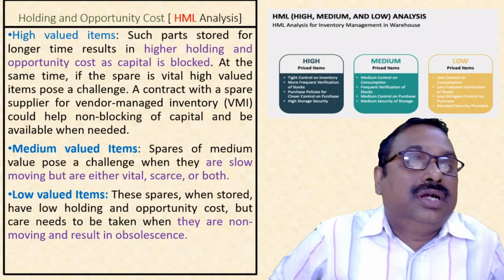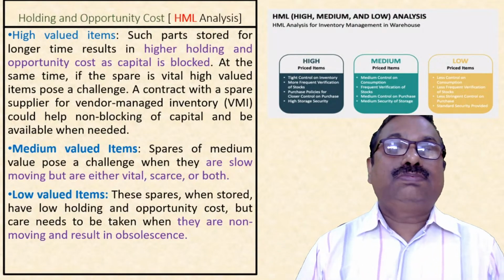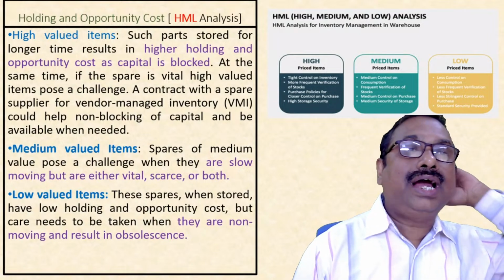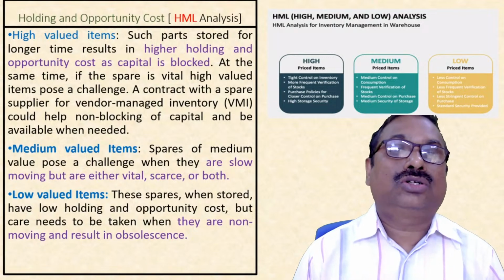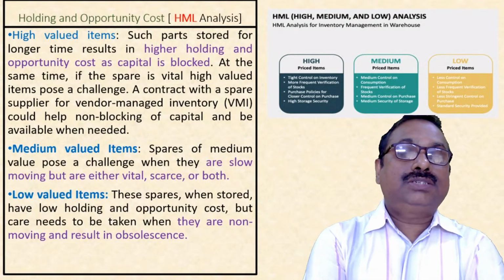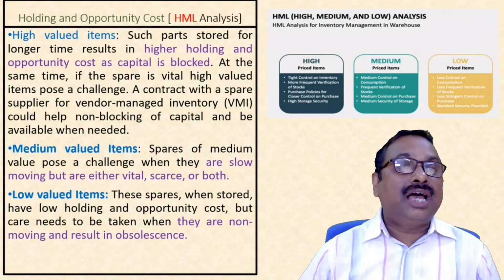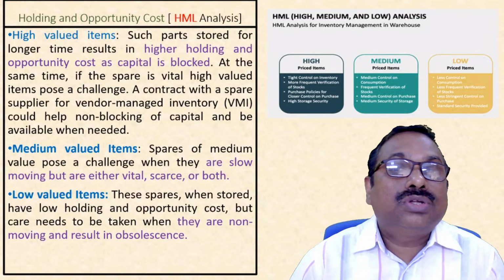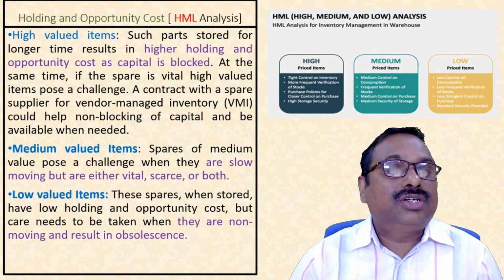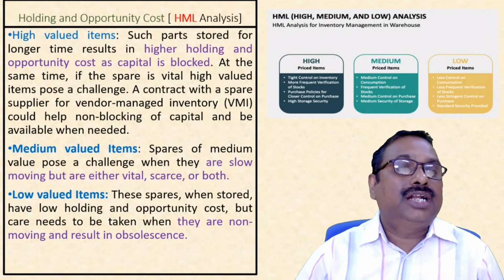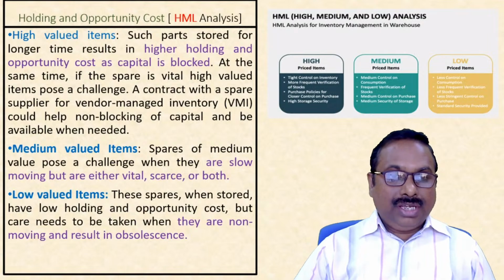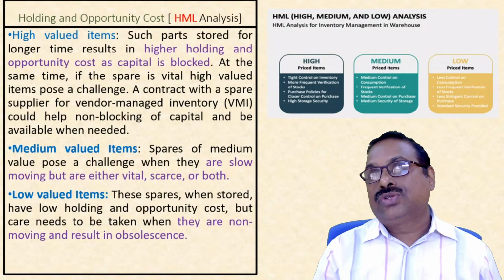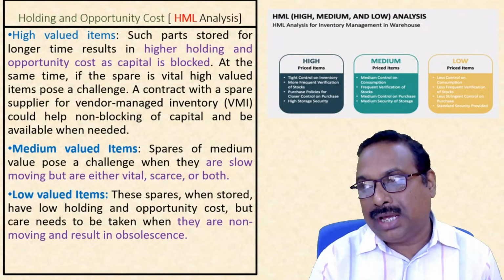Next is high valued, medium valued, and low valued. High value parts stored for a longer time result in higher holding and opportunity cost as capital is blocked. At the same time, if the spare is a vital, high value item, it poses a greater challenge. A contract with the spare suppliers for vendor managed inventory could help avoid blocking capital and keep the item available when needed.